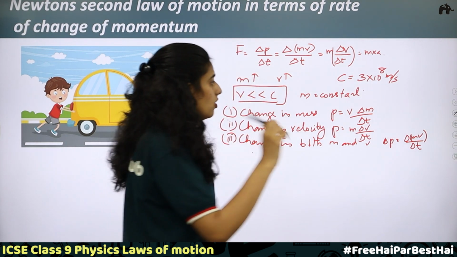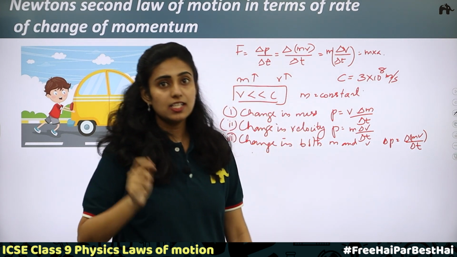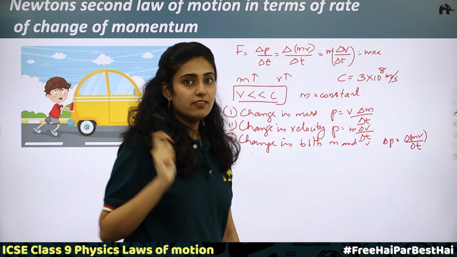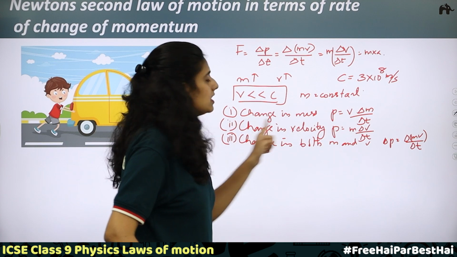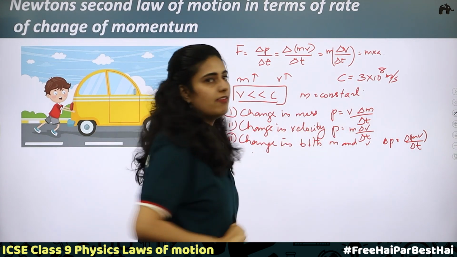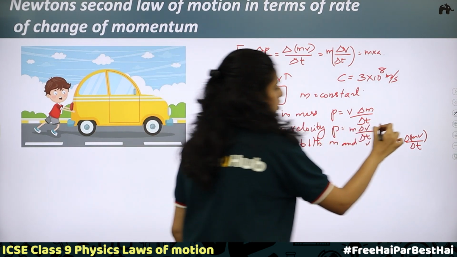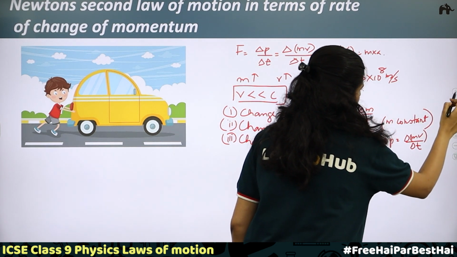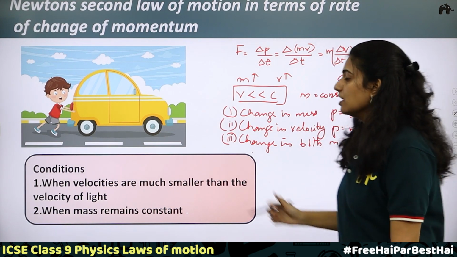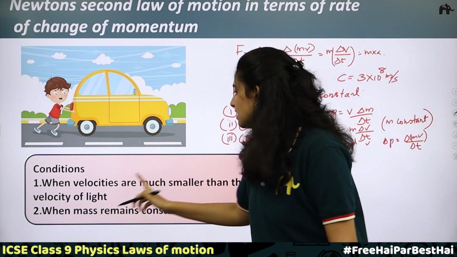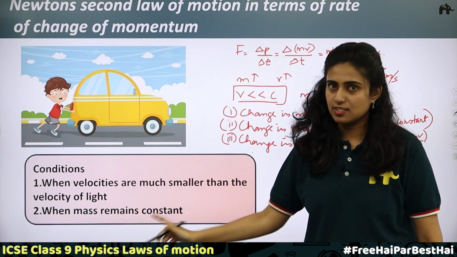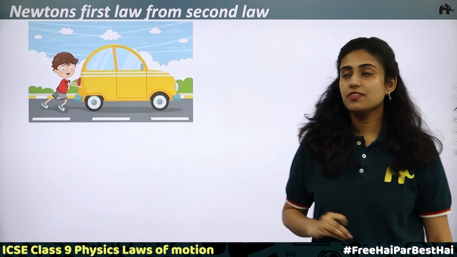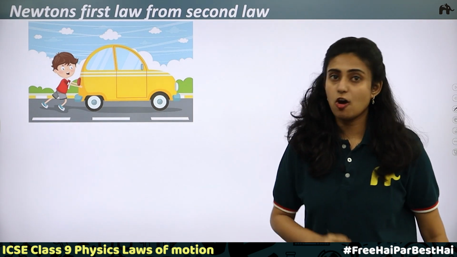These are possible only when the speed of the body is comparable to the speed of light. If the speed of the body is very much less than the speed of light, only this case is possible, that is change in velocity. Okay, mass will remain a constant, M constant. So what are the conditions? When velocities are much smaller than the velocity of light, and second, when mass remains a constant. Clear?